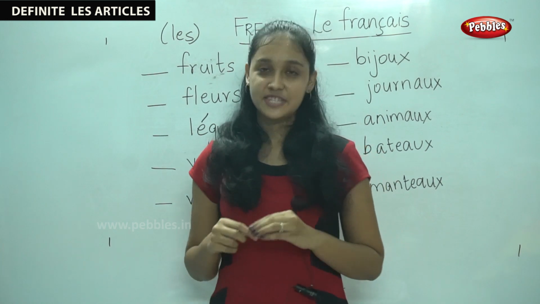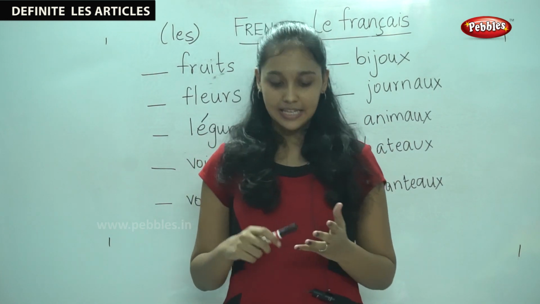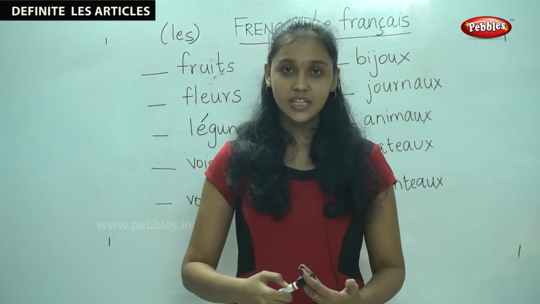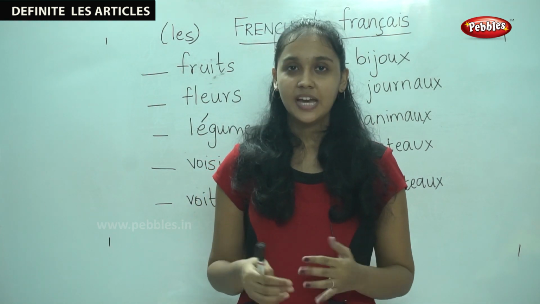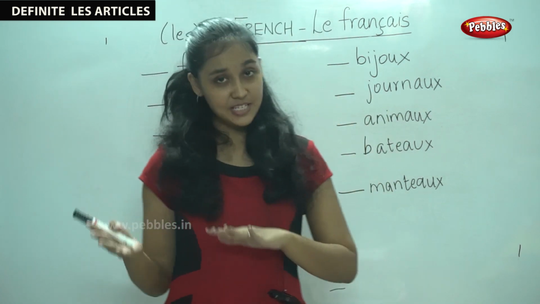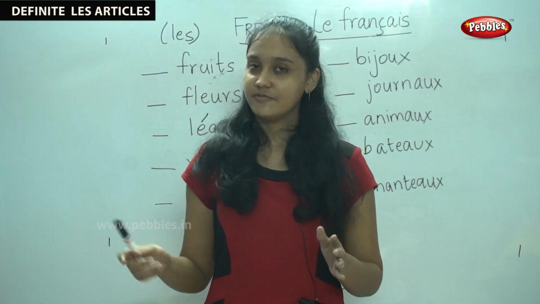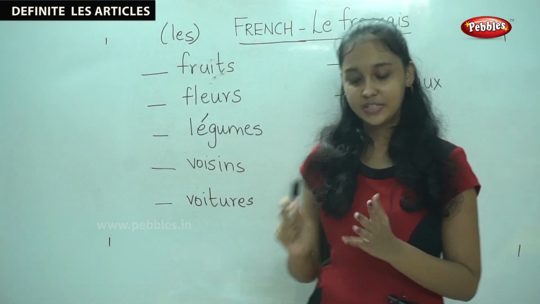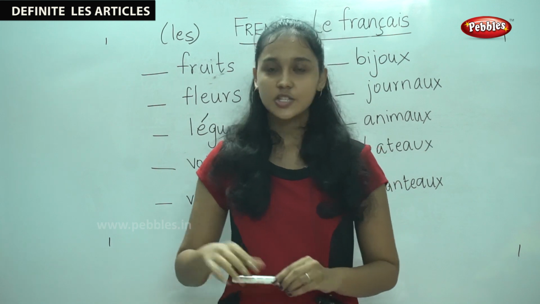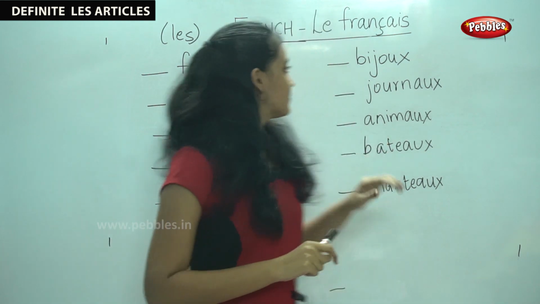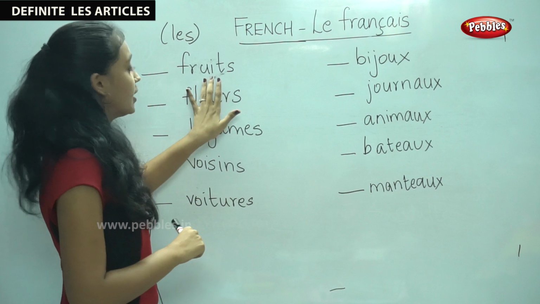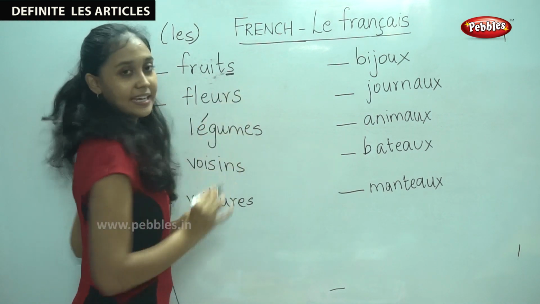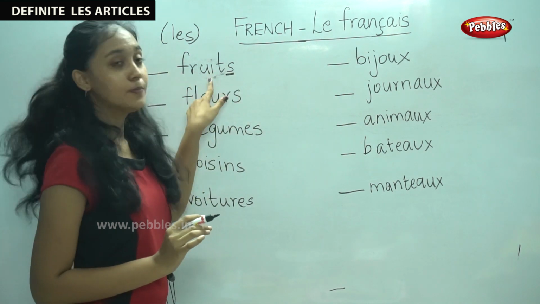Now that we have seen the nouns that use la, and L apostrophe, we will now move on to the next one, which is the plural form. In the plural form, whether it is masculine or feminine, we use the article les. Les is used for all plural forms, whether it is masculine or feminine. So shall we see some examples? For example, take the word fruit. Fruits means fruits. Notice the S at the end. This shows that it is in the plural form.